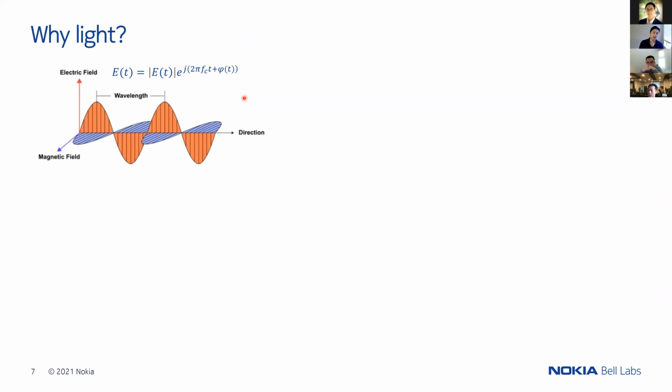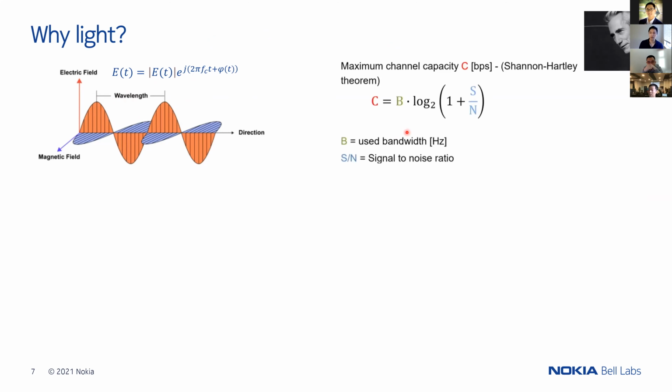All communication systems are based on the same principle: we embed information, or we say modulate information, on the amplitude or the phase of an electromagnetic wave, an electrical field. Shannon tells us that the capacity, or the maximum information rate that we can transmit through a certain channel, depends on the bandwidth, which is the frequency range we can use for data modulation, and also the signal to noise ratio.